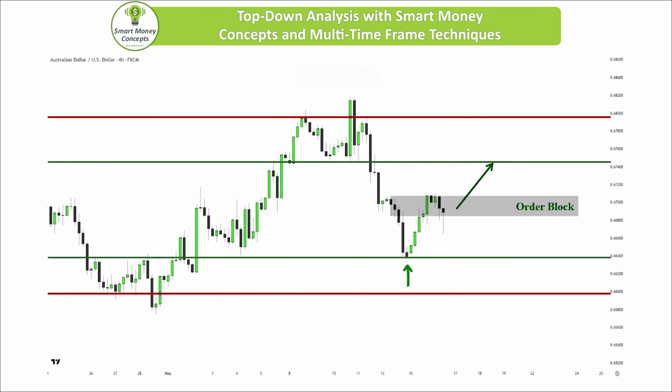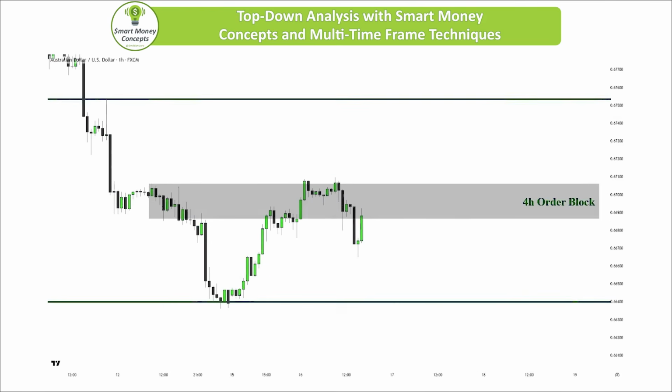On the contrary, if the market manages to break and close above the order block, our 4-hour directional bias will change to bullish, and we expect the price to reach the daily and weekly levels in front of the price. Now, let's zoom into the 1-hour time frame to observe more details. Here on the 1-hour chart, we can see a lot of price action signals.